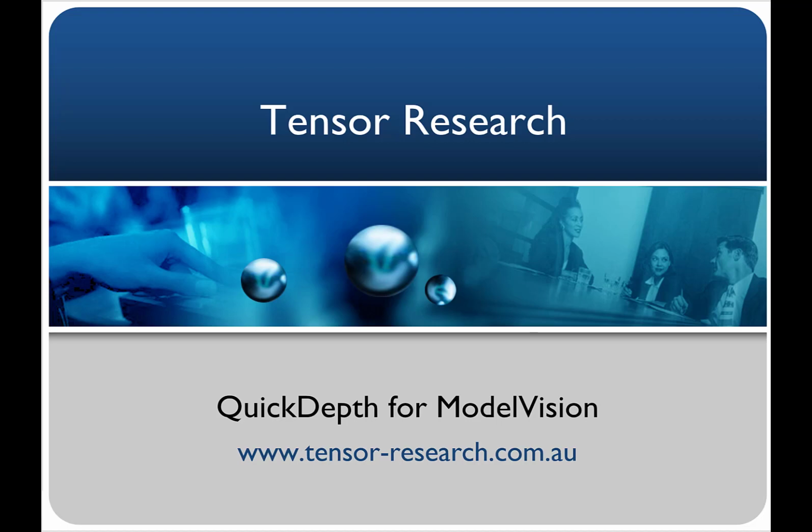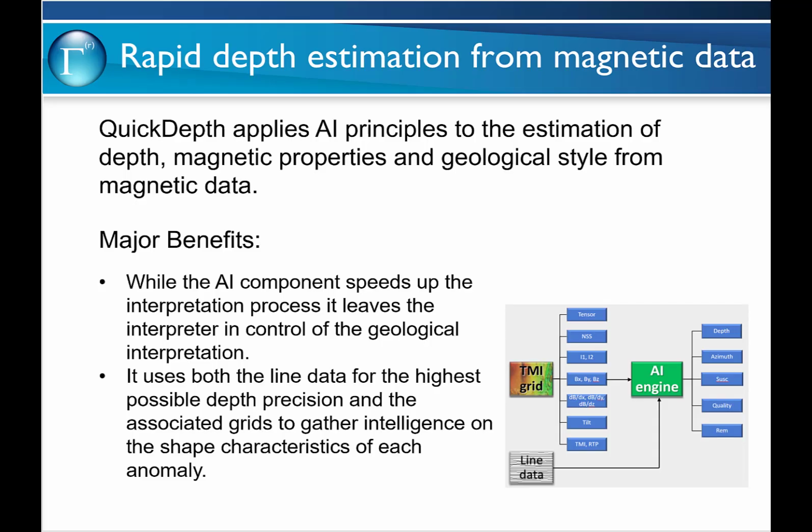Welcome to a demonstration of QuickDepth, a tool in model vision for the rapid depth estimation from magnetic data. QuickDepth applies artificial intelligence principles to the estimation of depth, magnetic properties, and geological style from magnetic data. There are many benefits in using QuickDepth in model vision for depth estimation, but most importantly, using the AI component, we can speed up the interpretation process, and it leaves the interpreter in control of the geological interpretation.